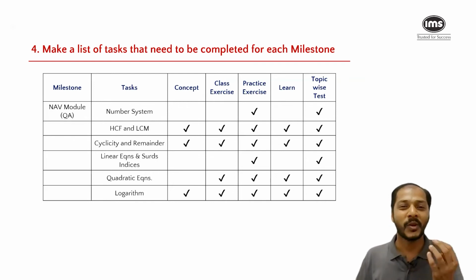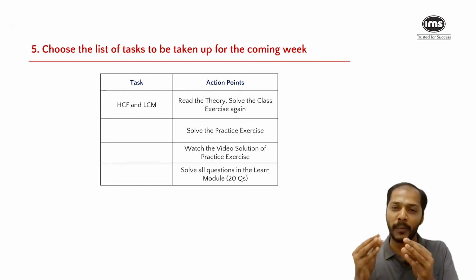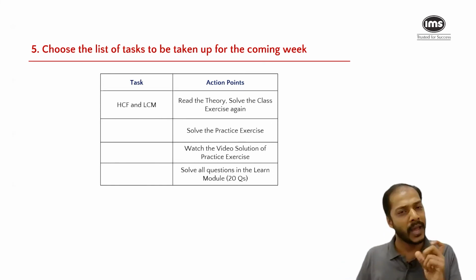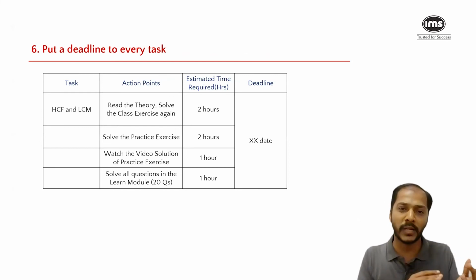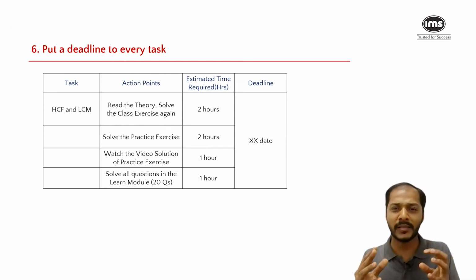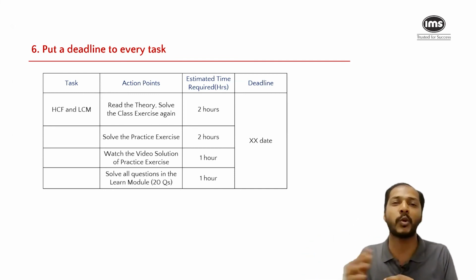And that's where the calculation comes in. So once I've identified that, okay, in this week I have to complete HCF LCM, and based on the previous slide, I had to complete these action points for the task HCF LCM, and I'll also measure or calculate the time that I'll take for each of these tasks. For example, I'll take 2 hours to read the theory and solve the class exercise again, and the practice exercise would further take 2 hours. So once you identify this, you know that it is going to take 6 hours, and accordingly you'll be able to put a deadline to it.